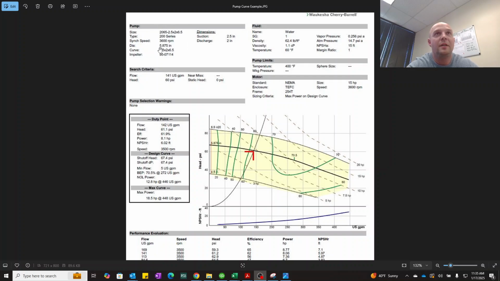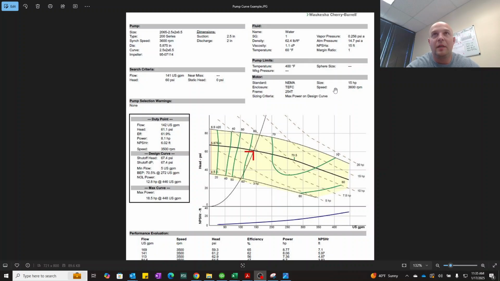As we scroll down here, we're going to see that for our curve, we actually need to have a 5.875-inch impeller. So that means the impeller has been trimmed from 6.5 to 5.875 inches. Okay, we're going to be running a 3600 RPM motor. Again, very common. Centrifugal pump applications are either 3600 RPM or 1750 RPM.